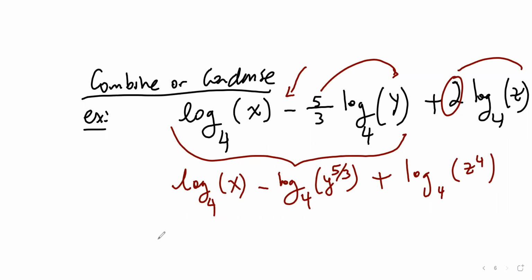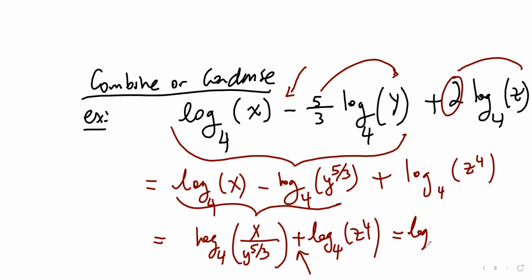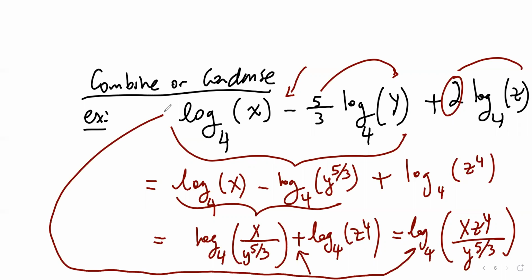Now I can divide. The next step I will do is divide because I'm looking at the first two. So log base 4 will be just x over y to 5/3. And then the next one comes in. The next one has a plus, so there's a plus sign between these two. So then I will multiply. So log base 4 of x divided by y to 5/3 times z to the 4. And you see how I started? I started with 3 logs, and then I eventually combined and reduced it to a single logarithm.